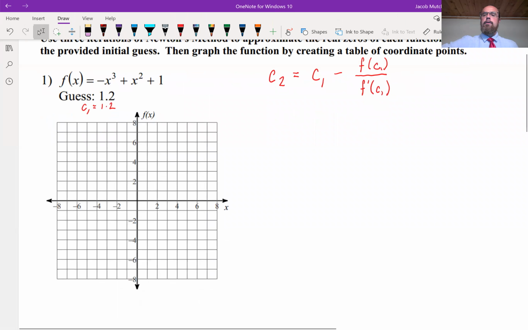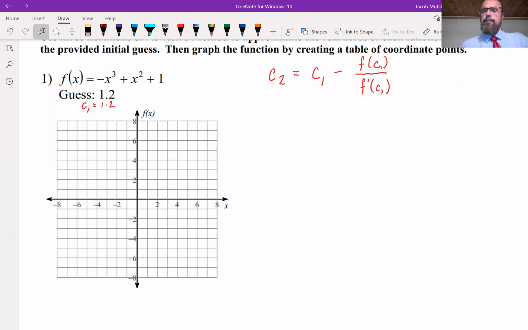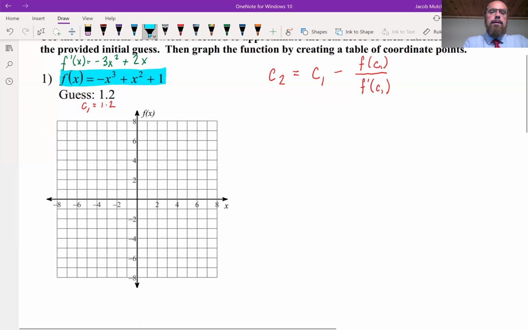So let's run through 3 iterations of this method to see how close we can get to the real zero of this polynomial function. I do need to define something before I go, and that's the derivative of f of x. I have f of x itself here. I'll highlight it in blue. We'll be using that extensively in the numerator of the quotient, but we need the denominator, the derivative. We can write that pretty easily. The derivative of f of x is negative 3x squared plus 2x.